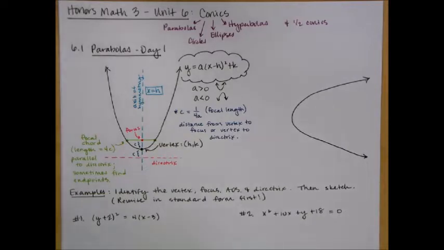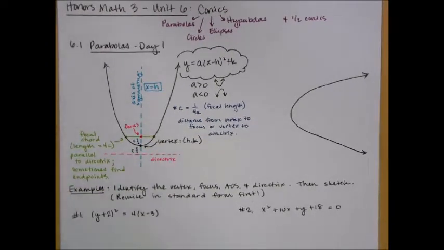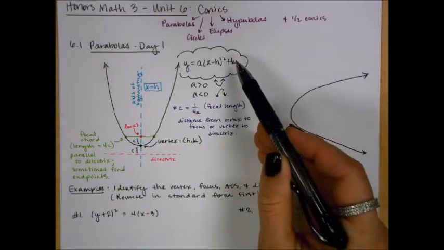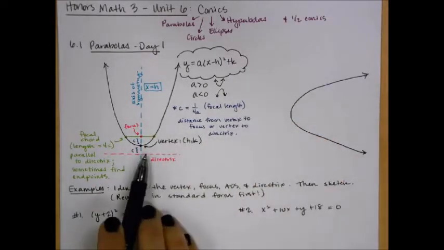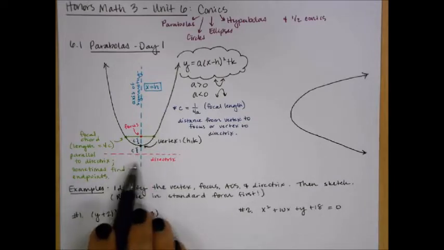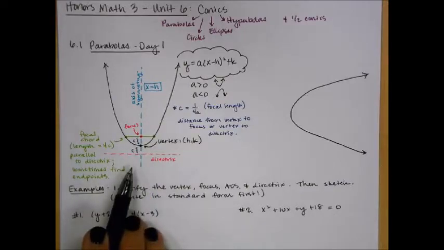So I've labeled all the parts here that we'll be focusing on in this unit. We'll start with the vertex, which is (h, k), and we get that from our equation. After that, a parabola is actually defined by two things, a focus and the directrix. The focus point is located inside of the parabola, the directrix outside of the parabola.